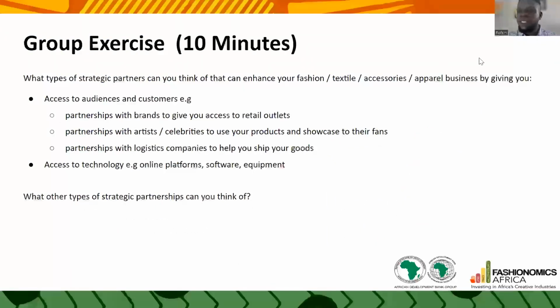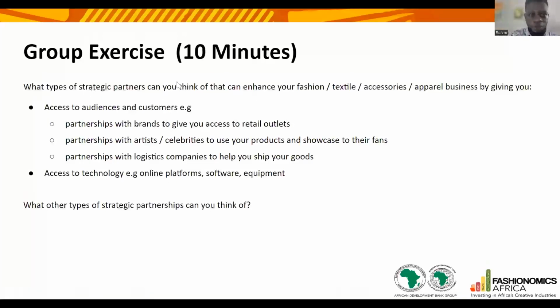So this is a group exercise. We're actually running out of time, so we'll just do this quickly, right? The question is, what strategic partners can you think of that can enhance your fashion, textile, accessories, apparel business? Think of it this way: a partner that gives you access to either an audience or customers. That could be a retail outlet, a media company, a logistics company, or a partner that gives you access to technology. So what type of strategics are you thinking of? And if you can name companies, that would be helpful.